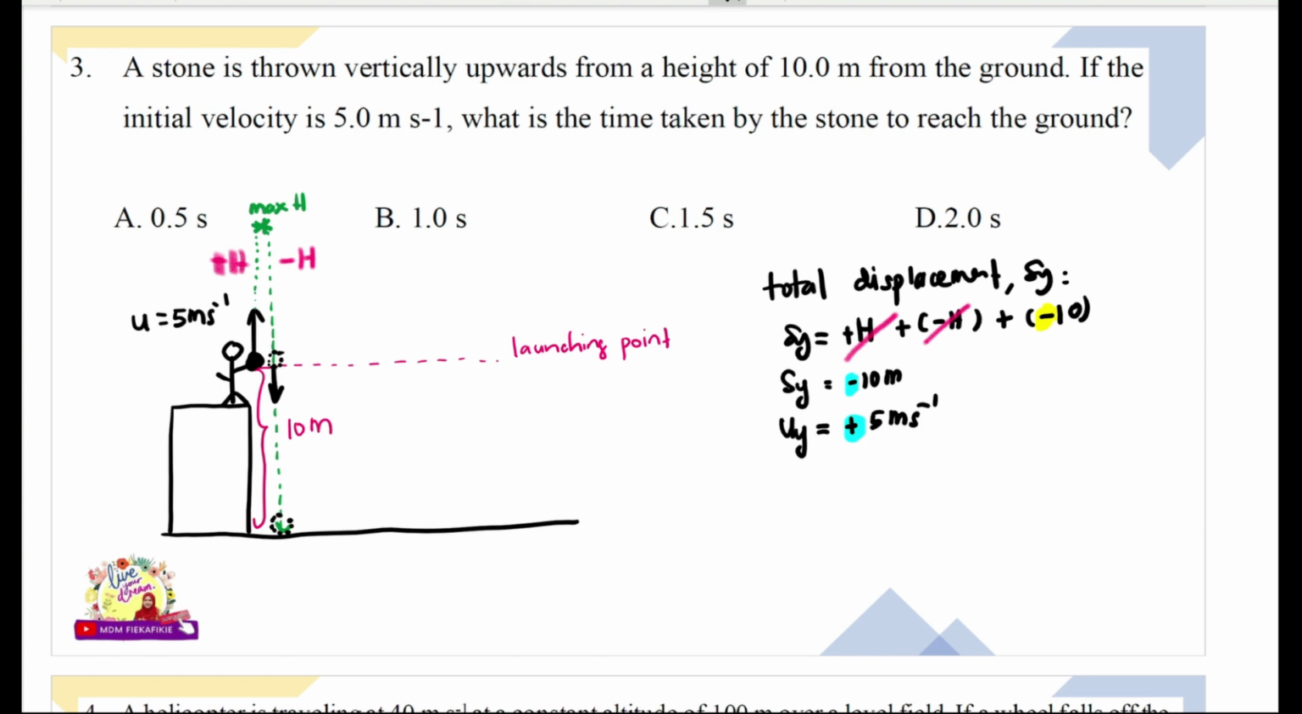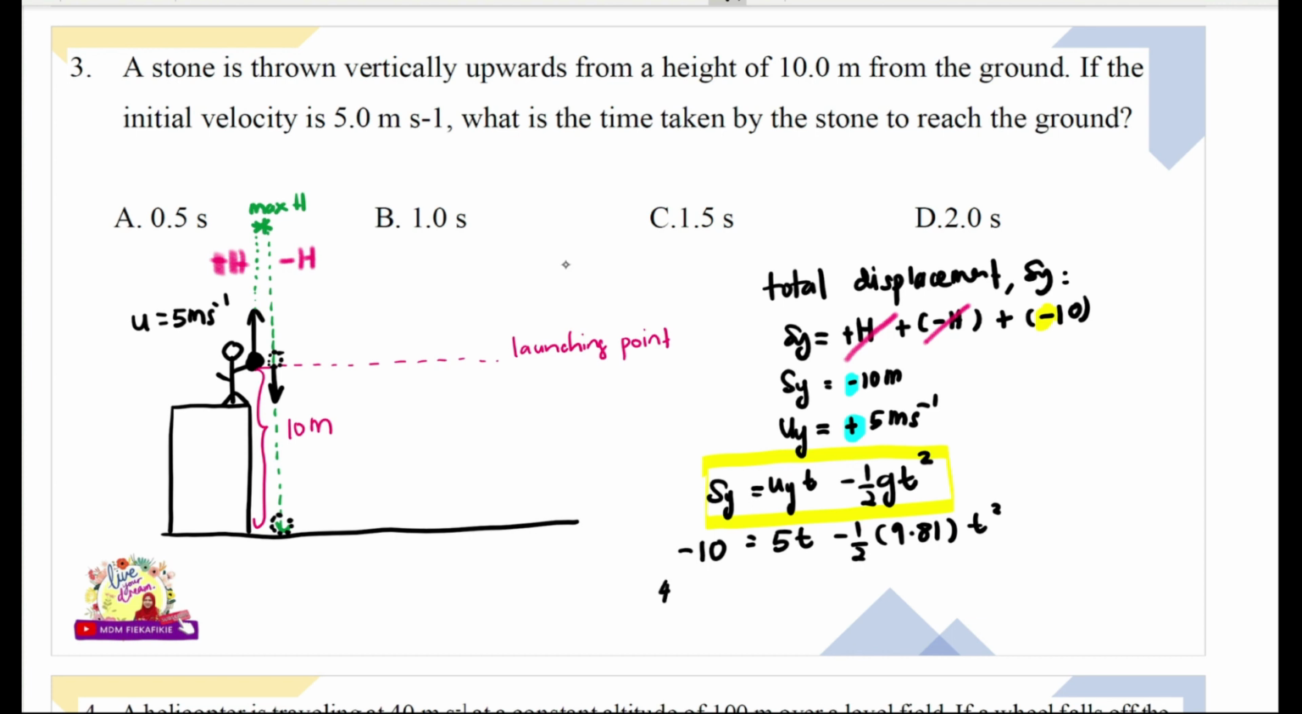Okay, so saya nak guna formula apa ni bila saya dah ada semua ni? Okay, kita boleh guna formula SY equal to UYT minus half GT squared. So, this is free fall. Make sure you can use this equation. You tahu macam mana you nak guna. Okay, so substitute all the values. UY, U tadi adalah 5 T minus half 9.81 T squared.